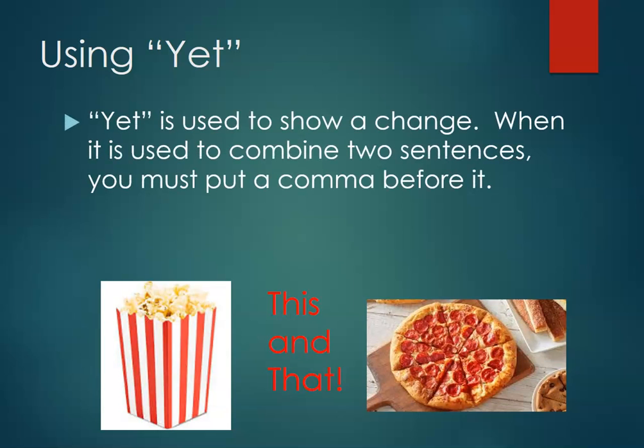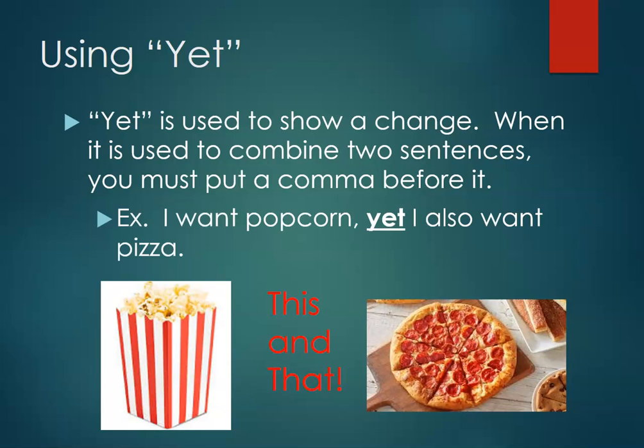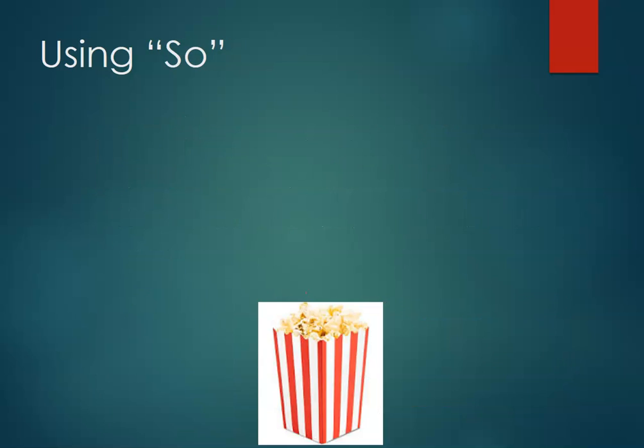Yet is used to show a change in a sentence. Yet is usually used for two sentences. So if you have two full sentences, remember we must put a comma in here to connect the two. So I could say, I want popcorn, comma, yet I also want pizza. So I'm saying in the beginning I want popcorn, and then I decide I want pizza. So I have a change in there.